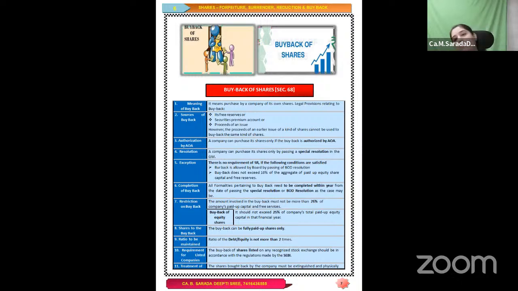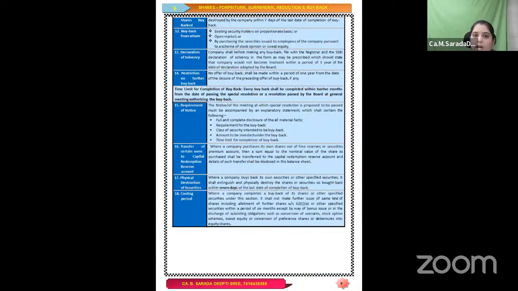And if the company is a public limited company whose shares are listed on the stock exchange, in such cases it is mandatory for the company to also follow the provisions as specified in the SEBI rules and regulations. Okay, this is only applicable in case of a public listed company. Okay, now next, ma'am, once the shares are bought back, then what does the company have to do?